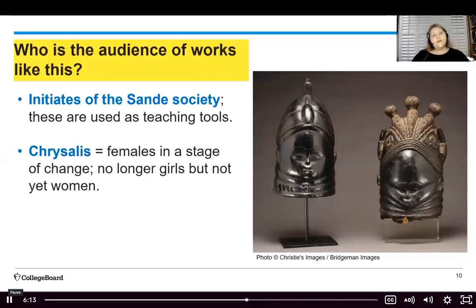And this very much refers to the stage between a caterpillar and a butterfly. These young girls are no longer young girls, yet they're not yet women. They're in that in-between stage. They're changing, they're developing. They're no longer girls, but they're not yet women. So these chrysalis are there to witness this education. They're there to be taught in a series of rituals and ceremonies how to prepare for wifehood and for motherhood.